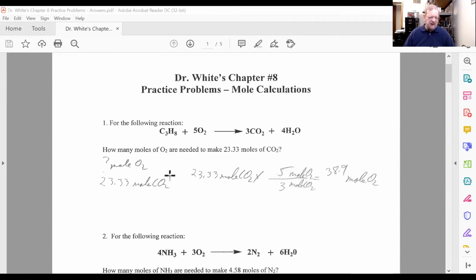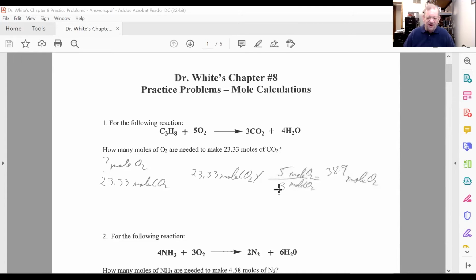And this tells me I'm looking for a relationship between moles of oxygen and moles of CO2. For every 5 moles of oxygen, I make 3 moles of CO2. So now I can put it in there.